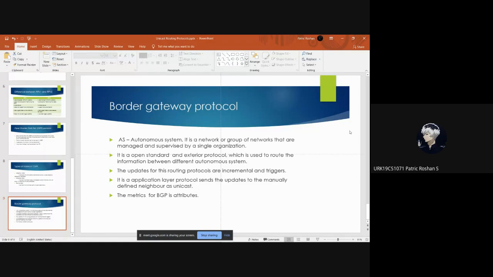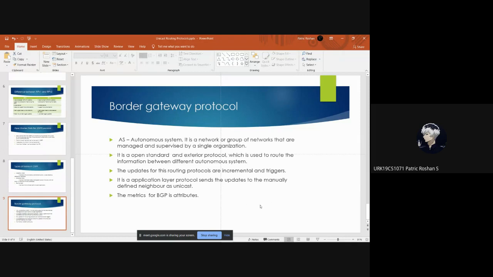The updates for the routing protocol are incremental and triggered. So if any of the connections get deleted or changed, it will trigger and update the routing table. It is an application layer protocol that sends the updates to manually defined neighbors as unicast. So in Border Gateway Protocol, we have to mention the neighbors manually, and it will be unicast.